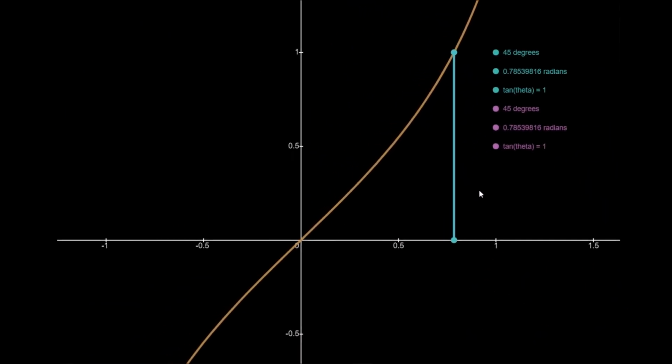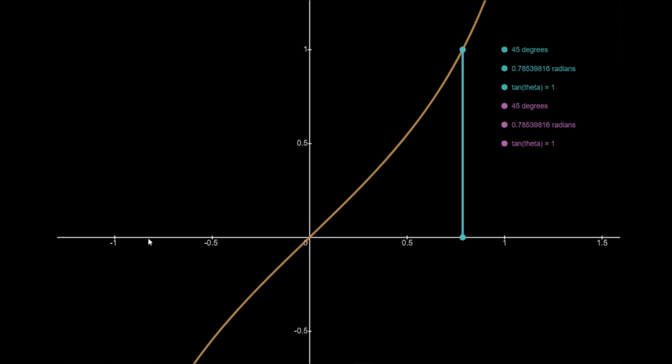Now we've got the angle theta along the x-axis and tan theta along the y-axis, and you'll see we've got two sets of numbers here, one in blue and one in pink. So we're going to start off with the little pink values here. Now we decided that we were going to rotate the point around 45 degrees, and then we would halve the 45 to give us 22.5, and then we would halve that angle and keep halving it.